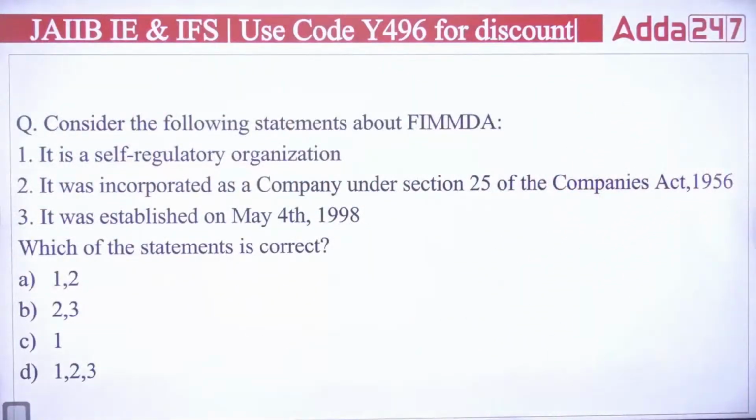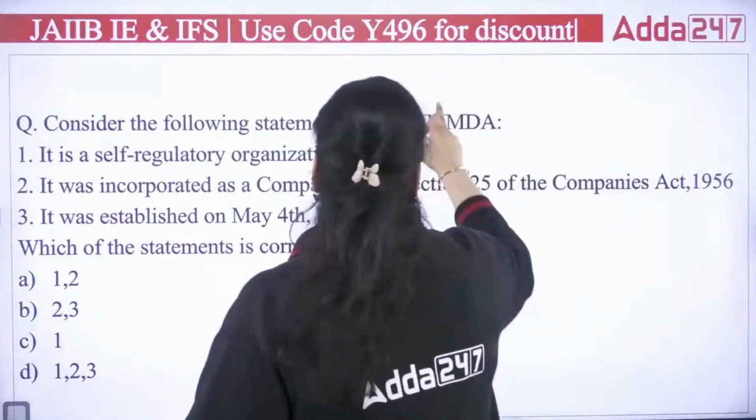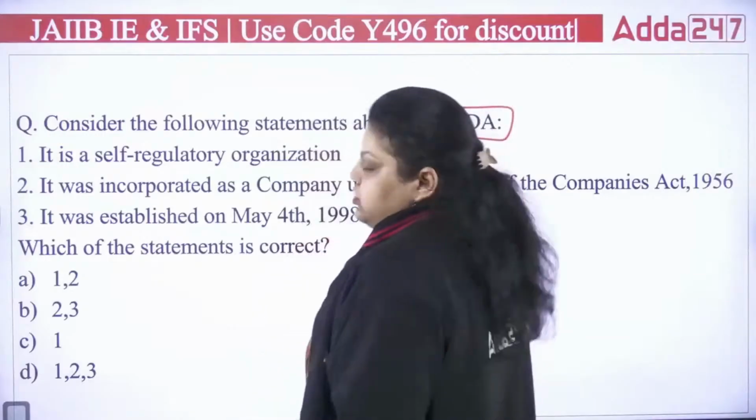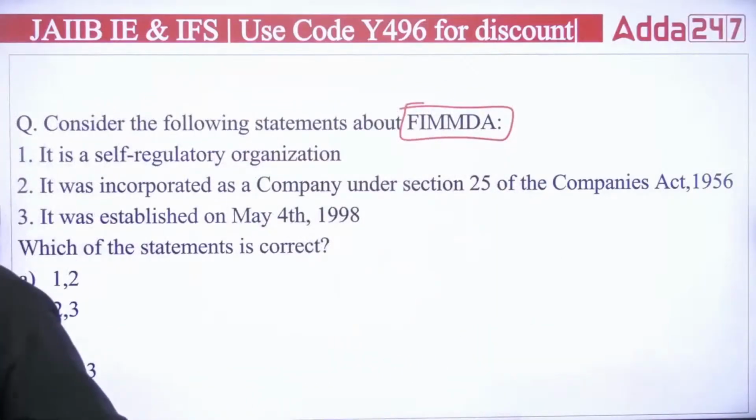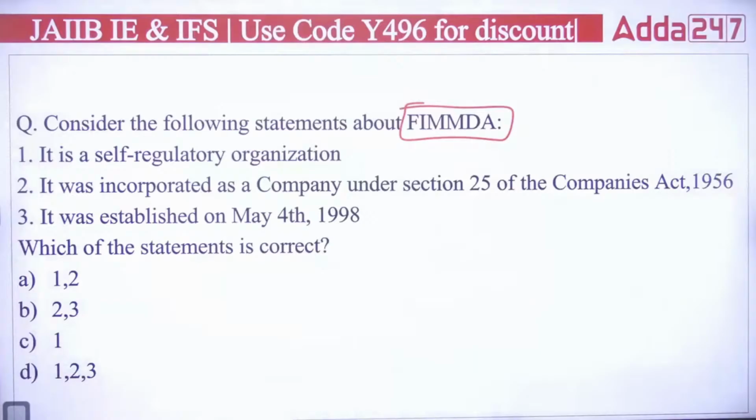Consider the following statements about FIMMDA, Fixed Income Money Market and Derivatives Association. Okay, so Fixed Income Money Market and Derivatives Association, that is FIMMDA. We have to find out the correct answer for this statement. First is saying it's a self-regulatory organization. Second is saying it was incorporated as a company under Section 25 of the Companies Act. Third is saying it was established on May 4th, 1998. So what do you think? Which of the following is correct?